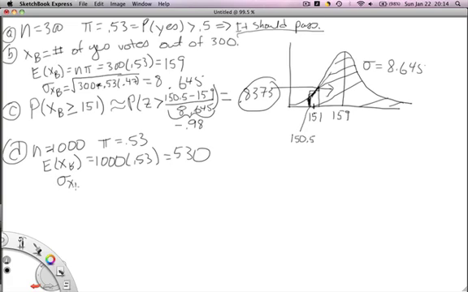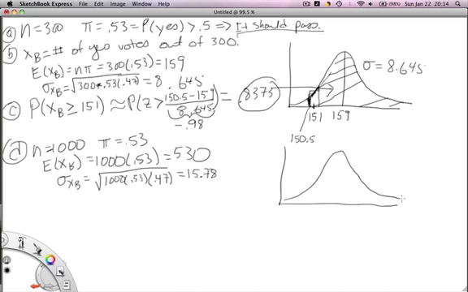The standard deviation of xb will equal the square root of 1,000 times 0.53 times 0.47, which is 1 minus 0.53. And this works out to be about 15.78. I'm going to go draw it. So again, this is definitely approximately normal. The mean of this distribution will be 530. And we need to evaluate the chance that a majority will vote yes.